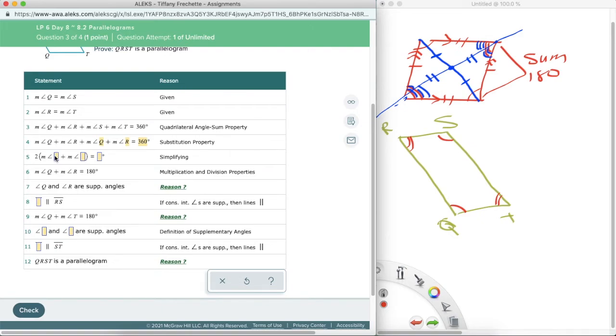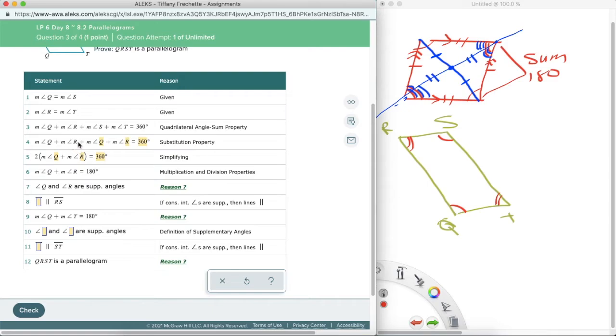So now we're just combining some like terms here. So we have Q and Q. Instead of writing Q plus Q, they're just having us write the 2 out front. So it's 2Q, and there's also 2 R's. They still add up to 360 degrees. We haven't done anything with that. We're just simplifying the idea that we have 2 of each angle.